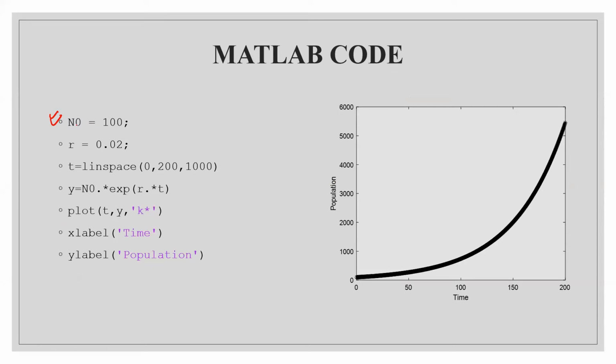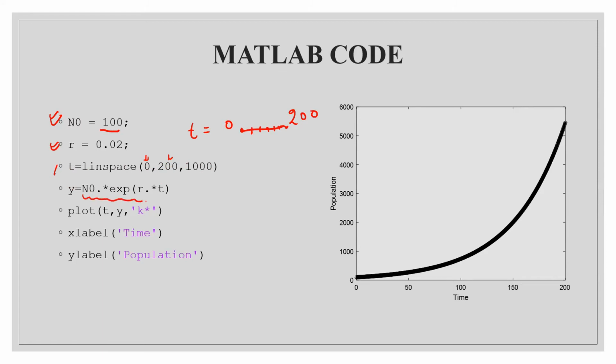See, I have put n naught, that is my initial condition, as 100, R, that is my growth rate, as 0.02. This is creating a variable t that is from 0 to 200 with 1000 points in between. So it is discretizing. Mainly this is the lower limit of t, this is the upper limit, and this is the number of points in between 0 and 200. Are you able to understand the work of this linspace? Now, what is this doing?